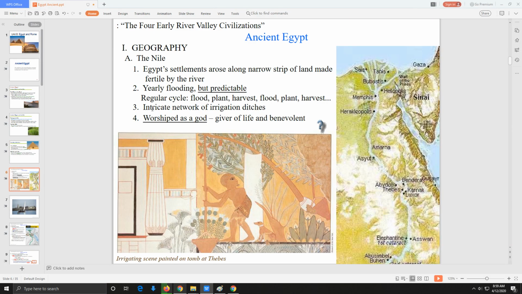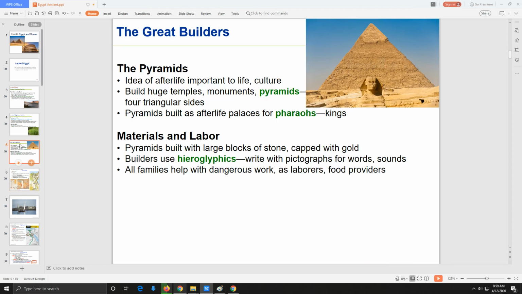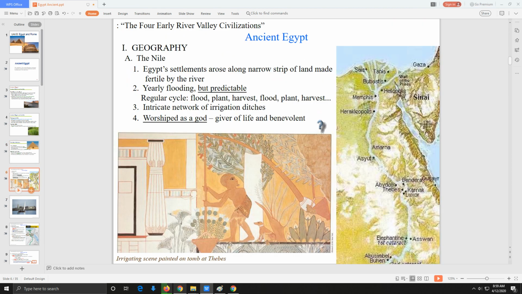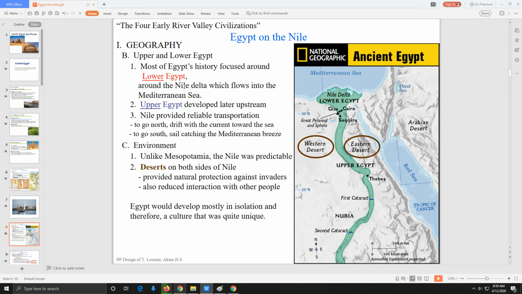Next thing. So next thing to do is we're going to talk about the Upper and Lower Egypt. All right. Go ahead and make a new bullet, and we're going to write down Upper and Lower Egypt. So bullet Upper and Lower Egypt.